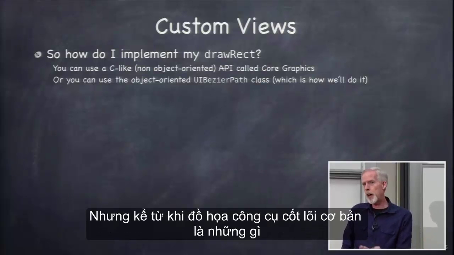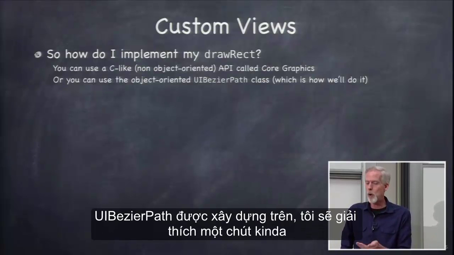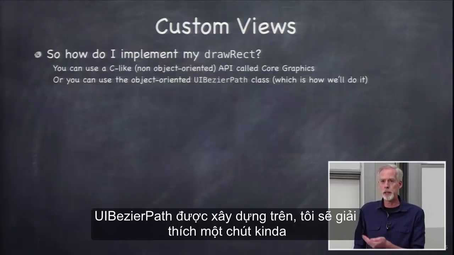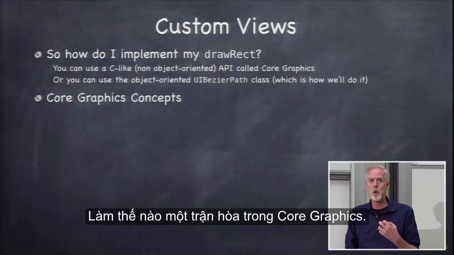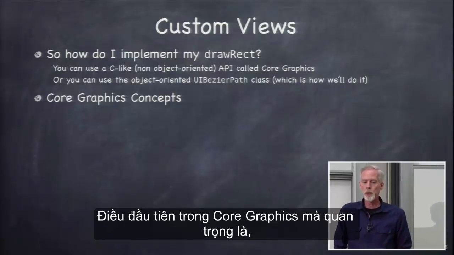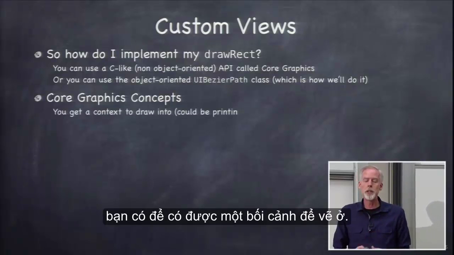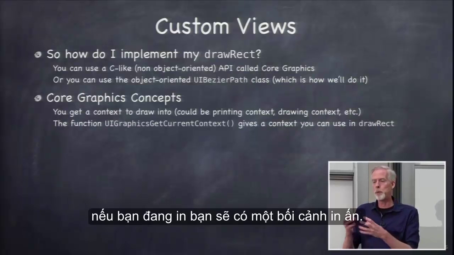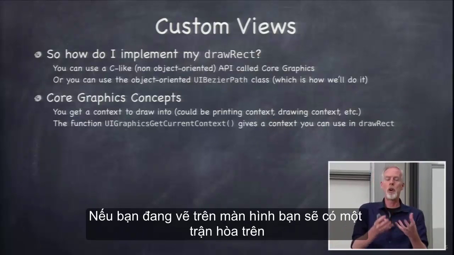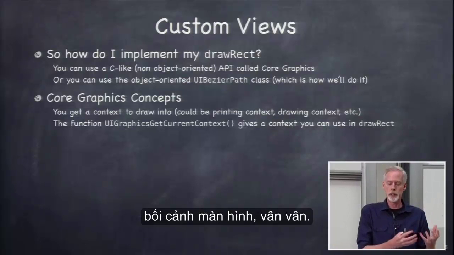But since the underlying stuff, Core Graphics, is what UI Bezier Path is built on, I'm going to explain a little bit about the concepts of Core Graphics, how one draws in Core Graphics. The first thing that's important is you have to get a context to draw in. If you're printing, you'll have a printing context. If you're drawing on screen, you'll have a draw on screen context, etc.